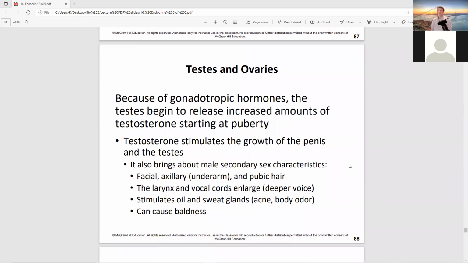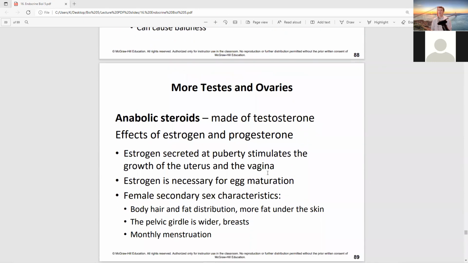Because of the gonadotropic hormones, the testes begin to release increased amounts of testosterone, starting at puberty. Testosterone stimulates the growth of the penis and the testes. It also brings about male secondary sex characteristics, such as facial, axillary and pubic hair. The larynx and vocal cords enlarge to deepen the voice. It stimulates oil and sweat glands that can cause acne and body odor, and can cause baldness. Anabolic steroids are made of testosterone.